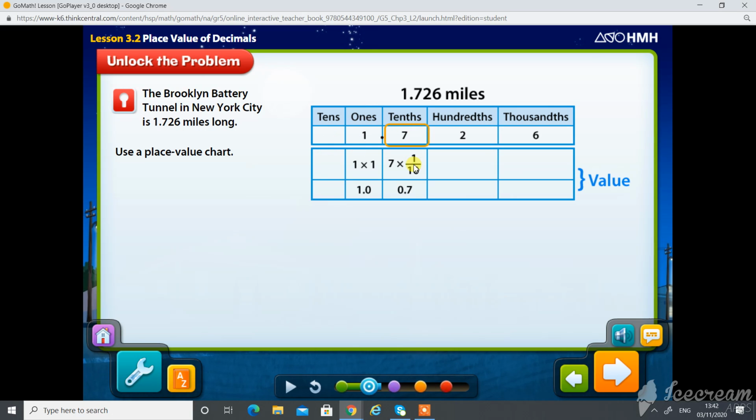But here, why did I divide? Why did I put 1 over 10? Because this is tenths. THS, tenths. So that's the reason I need to put 7 times 1 over 10. The best way to see is, after the point, 7 is the first number. After the point, 7 is the first number. So 10 in the denominator.